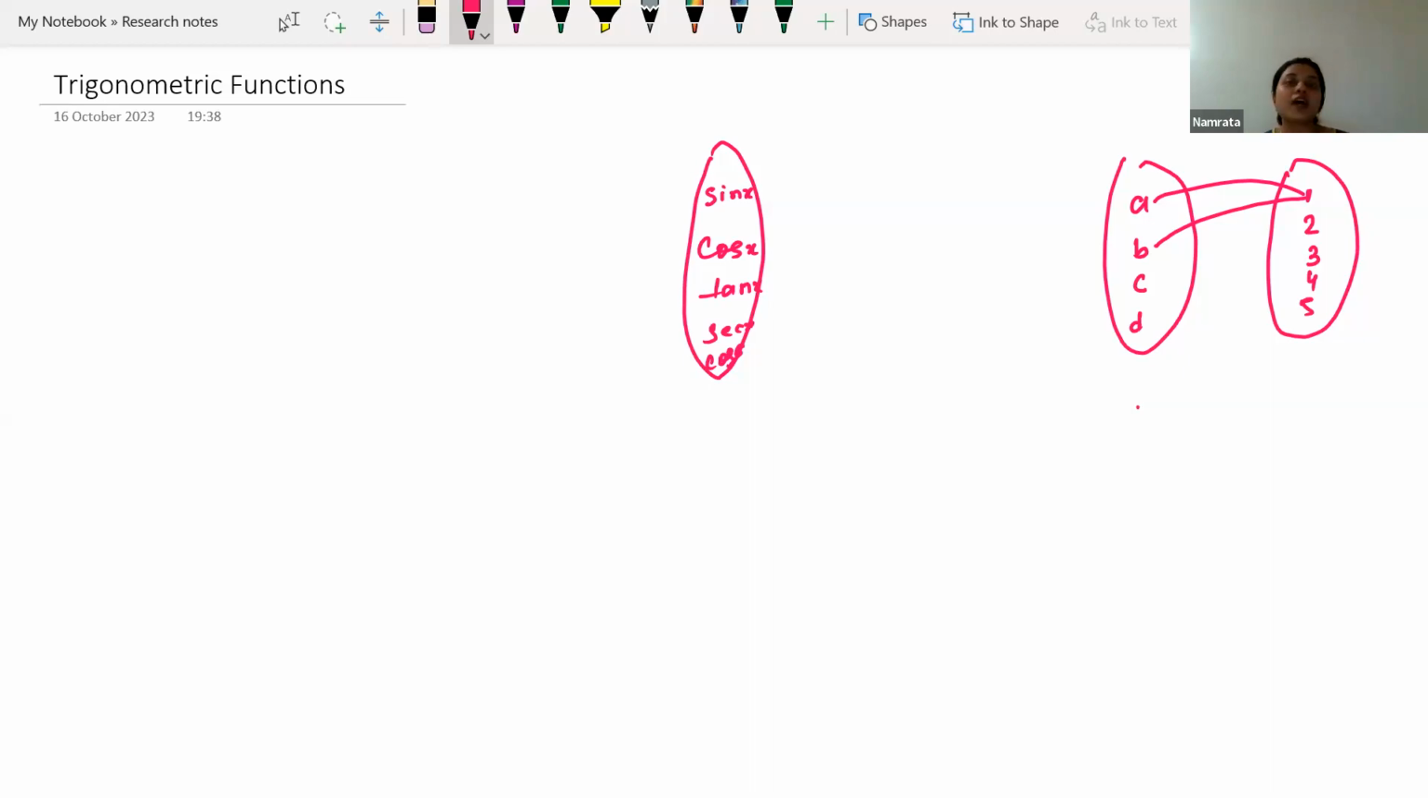You already learned this concept in class 10. So for each and every input there will be a unique output, and that's why we call it a function. Whatever qualifies the criteria of a function only gets the name or the surname of a function. Otherwise we cannot call it a function. Got it?